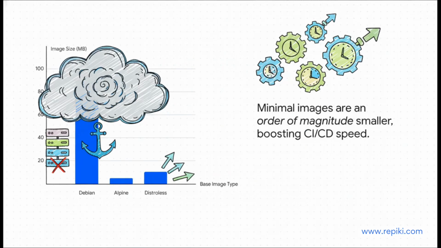And what's really wild is the sheer scale of the difference here. I mean, look at this. A Debian image can easily be over 100 megabytes. Then you have Alpine, sitting around 5 megs, and Distroless is practically 0. Now, why does this matter? This directly impacts your container pull times, your storage costs, and the speed of your entire CI/CD pipeline.